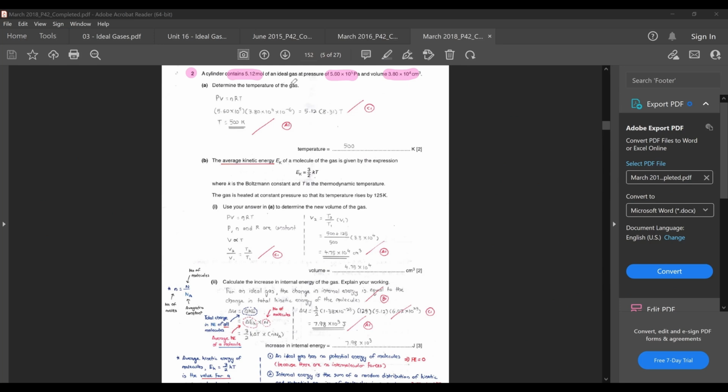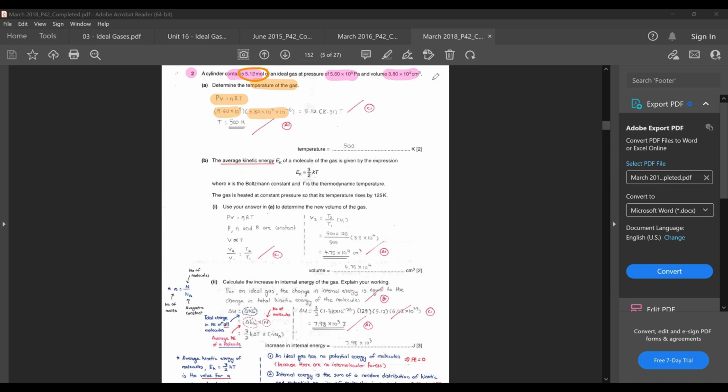So this one is pretty straightforward. You just use PV equals nRT because you're given information about number of moles. Okay. So in your case, you just sum in your values, 5.6 times 10 power minus 5, 3.8 times 10 power minus 4.